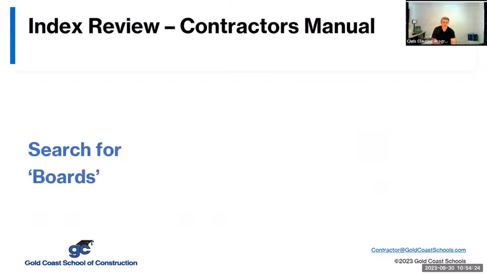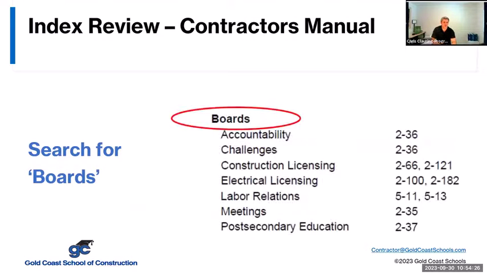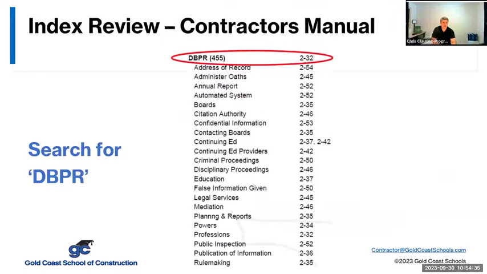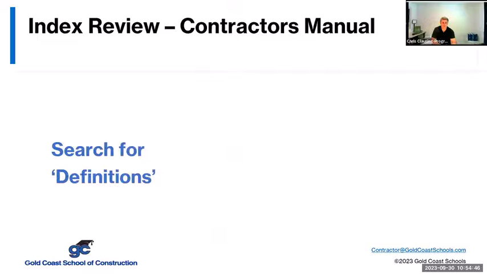Let's search for boards. So under boards, you have construction licensing. Search for DBPR. You'll see a ton of stuff. This is a great general keyword, and you can see essentially all of the provisions in alphabetical order under DBPR.